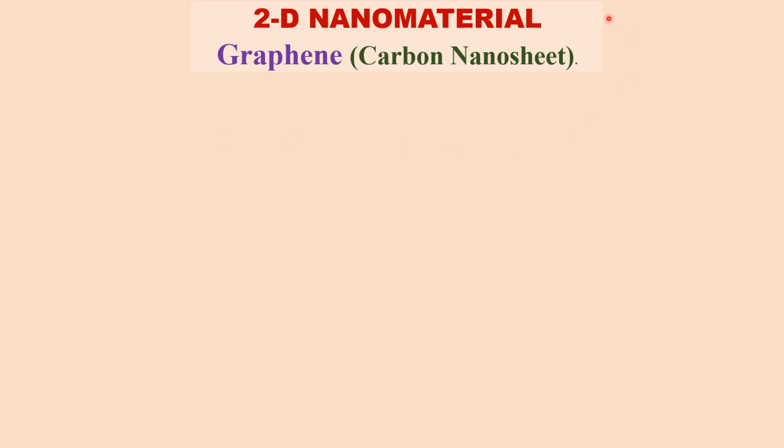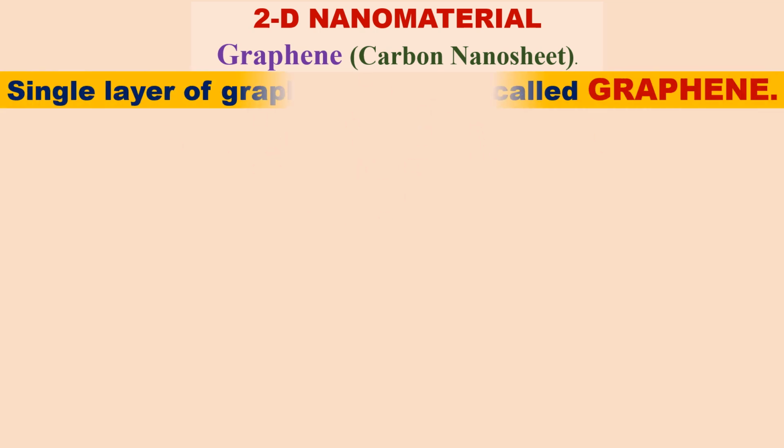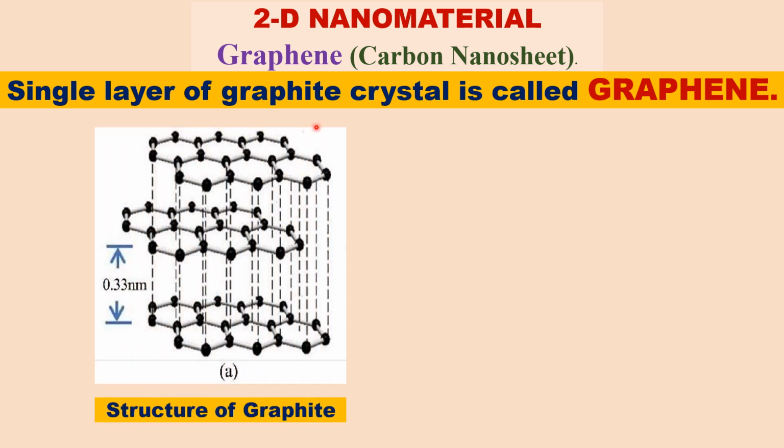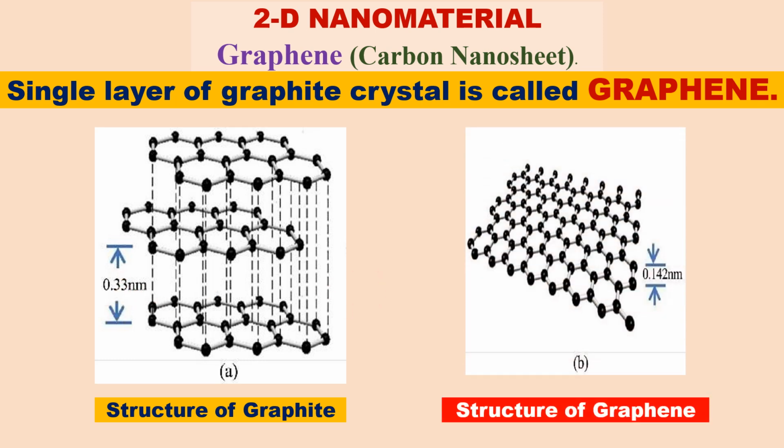Okay, now we will see certain examples. What are 2-dimensional nanomaterials? For example, graphene, carbon nanosheet. You see here, this is the structure of graphene. They have a hexagonal layered structure. There are several layers stacked, separated by 0.33 nanometer. Now let us slice only one sheet; a single layer of graphite crystal is called graphene. This is the structure of graphene.